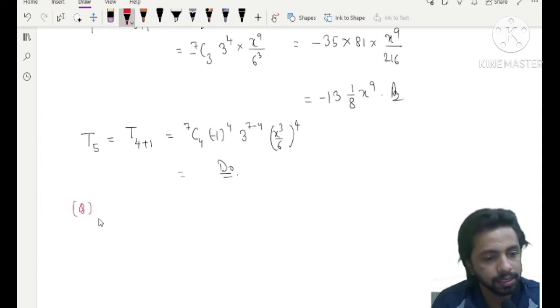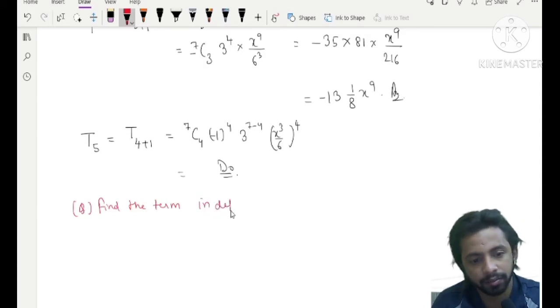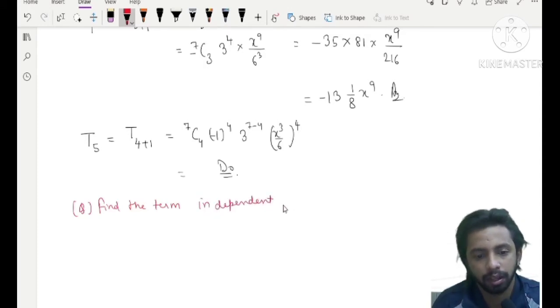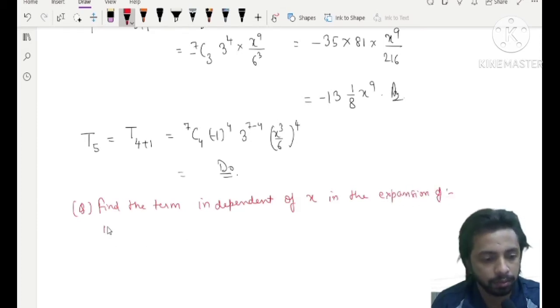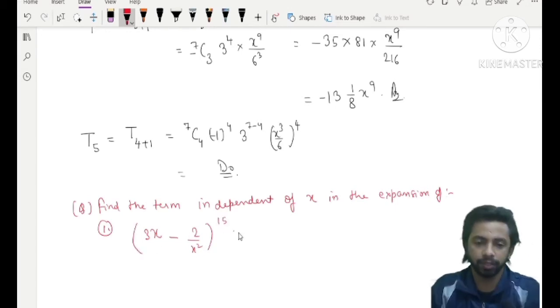The question is, find the term that is independent of x. Find the term independent of x in the expansion. Number 1, (3x - 2x²) raised to the power 15. You have to find the term which is independent of x.